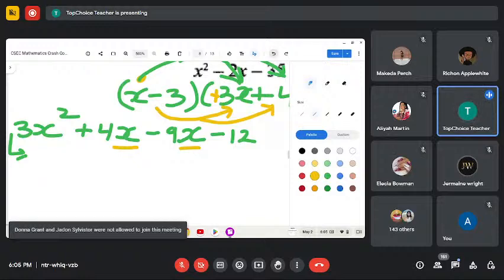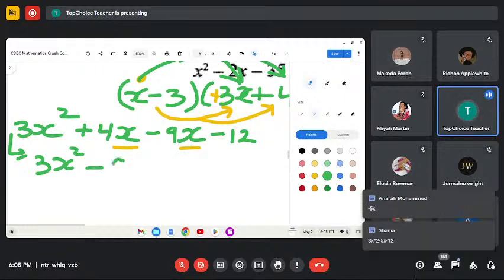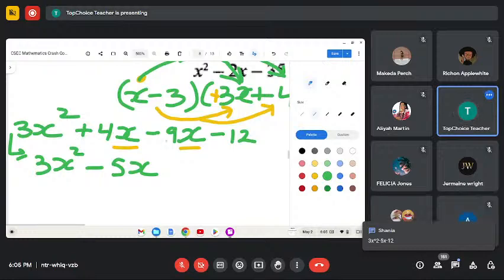So let us simplify this a little bit before we go any further. So we will end up with what? 3x squared. Now, what is positive 4x take away 9x? Minus 5x. Right? If you have directed numbers, guys, use your calculators. Positive 4, take away 9, and you'll get negative 5. Don't forget to put back your x. And you put minus 12 here.